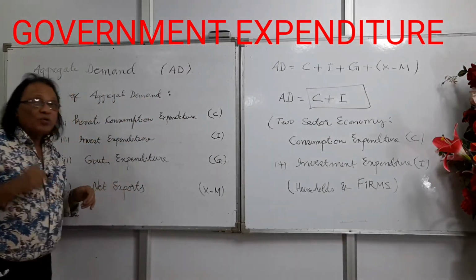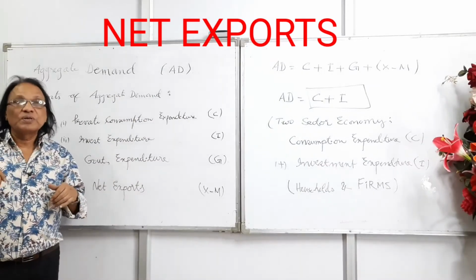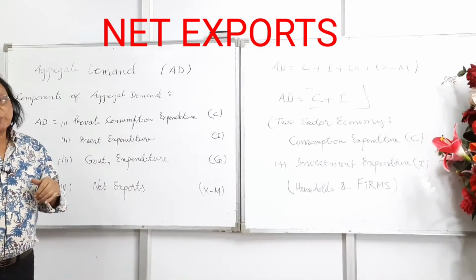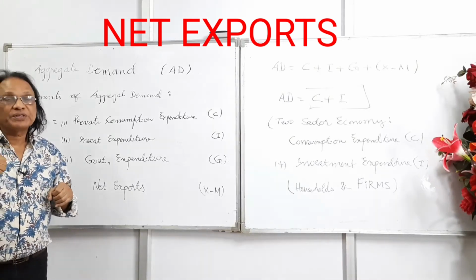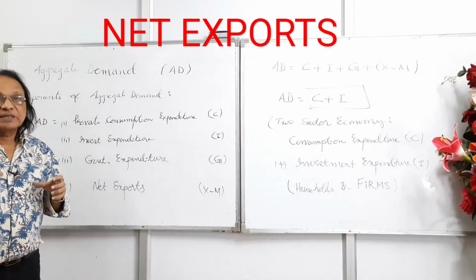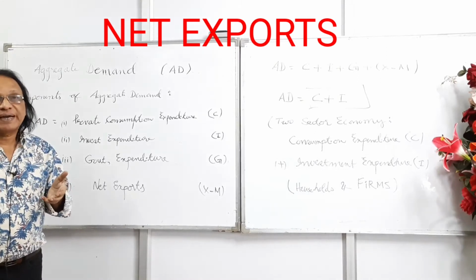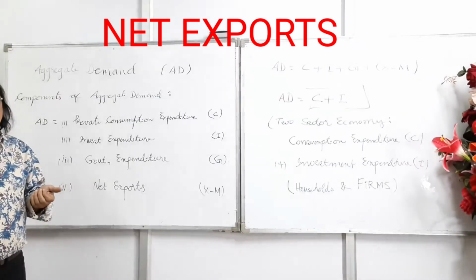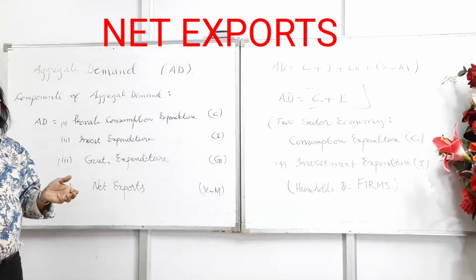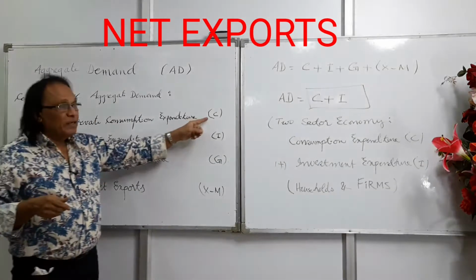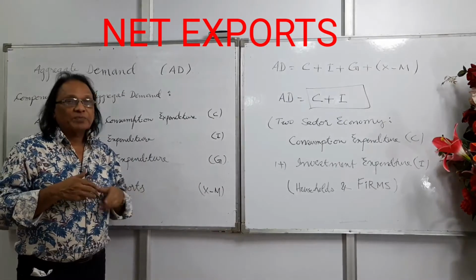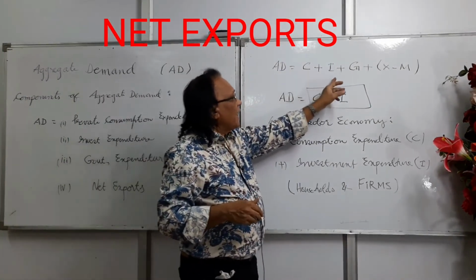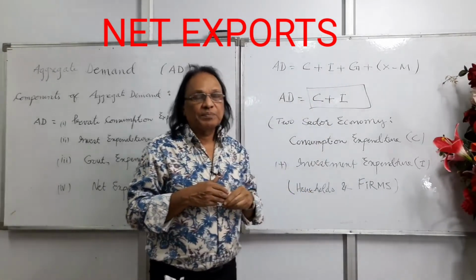And we all know that we import goods from other countries. So some expenditure is incurred on that. And we export goods to other countries. So we receive money from other countries. So we take the difference between these two, that we call net exports. Net exports is exports minus imports. So we conclude the components of aggregate demand as C plus I plus G plus X minus M. So we wrote it here, AD is equal to C plus I plus G plus X minus M.